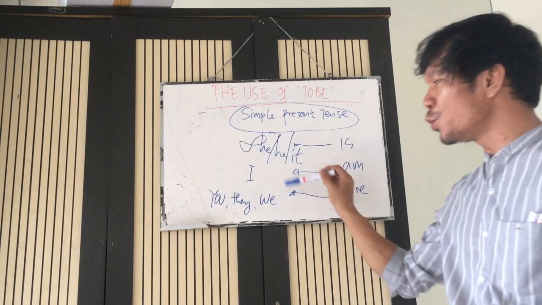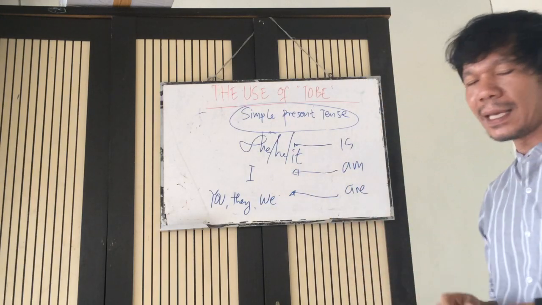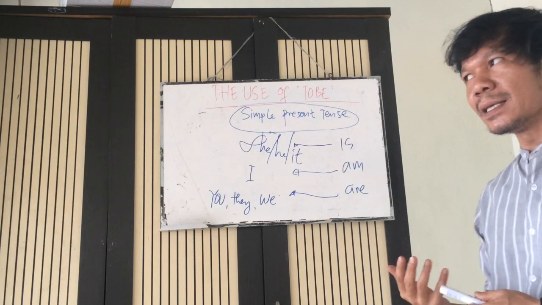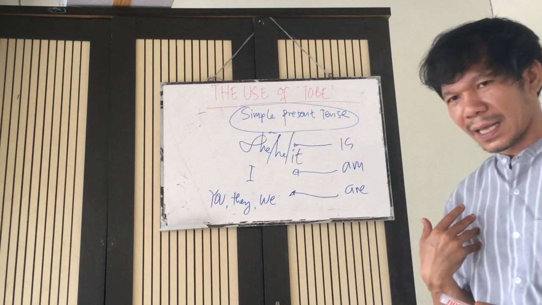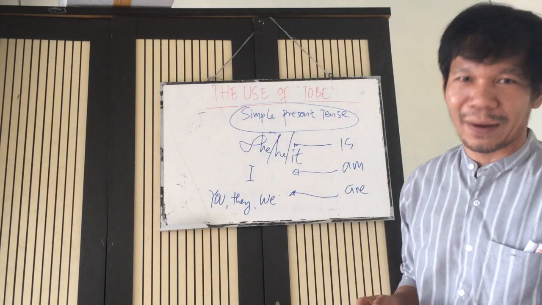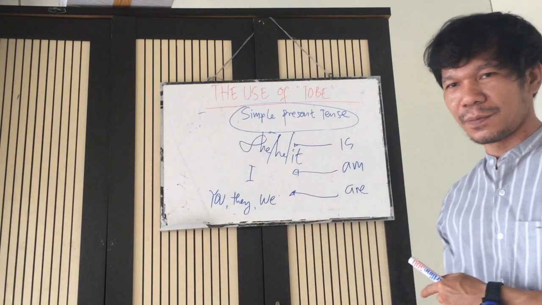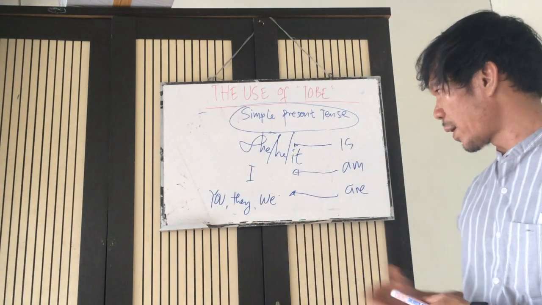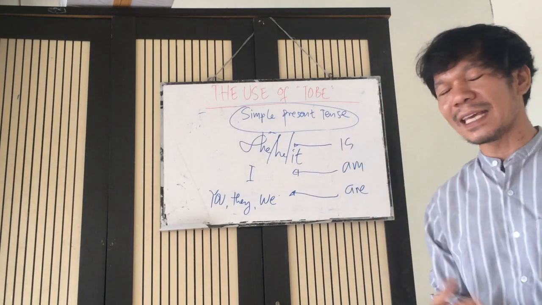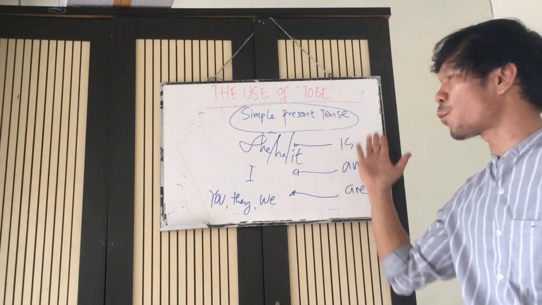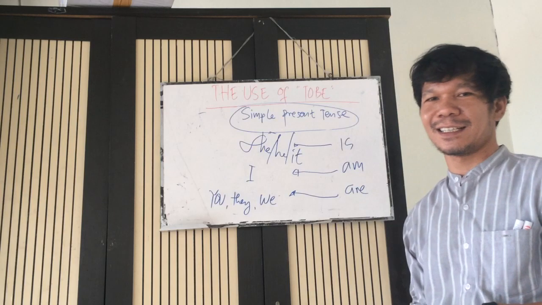Okay, we use are with we because we is plural, right? We is the group of people including me. In Bahasa Indonesia, it is called kami or kita, right? You yourself are inside the group. So that's plural, right? So this is the explanation of using to be is, am, are for simple present, specifically for a nonverbal sentence, right?